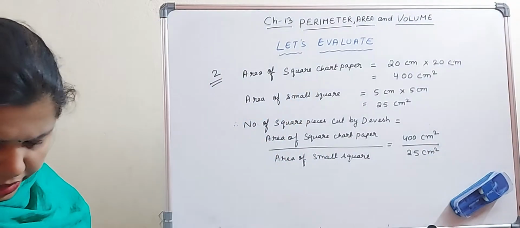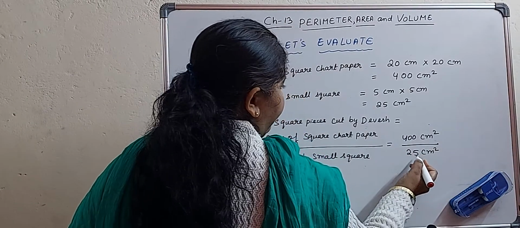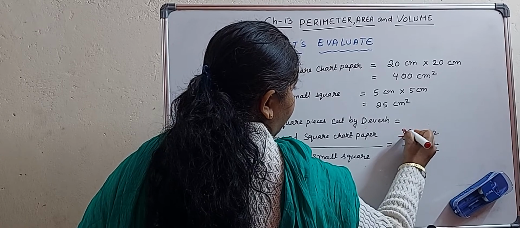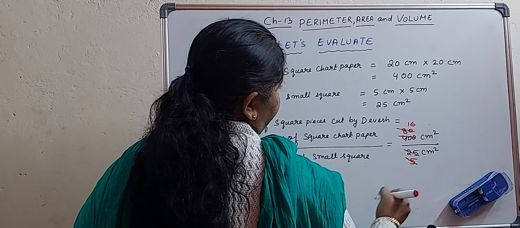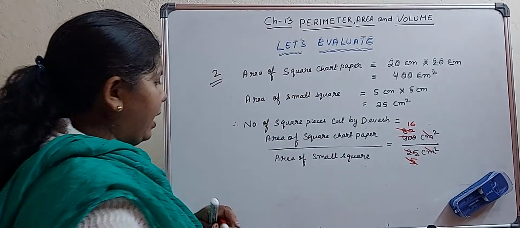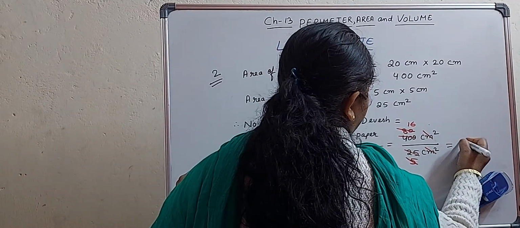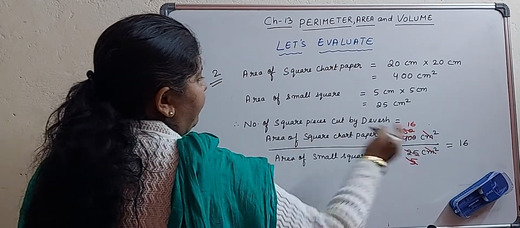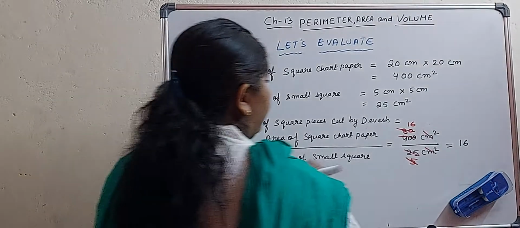So let us divide it. Okay, first we will divide it by 5. 5 5s are 25. 5 8s are 40, 0. Again 5 16s are 80. And centimeter square also gets cut. So what is our answer? The answer is 16. Number of square pieces cut by Devesh equal to 16. So this is our answer.